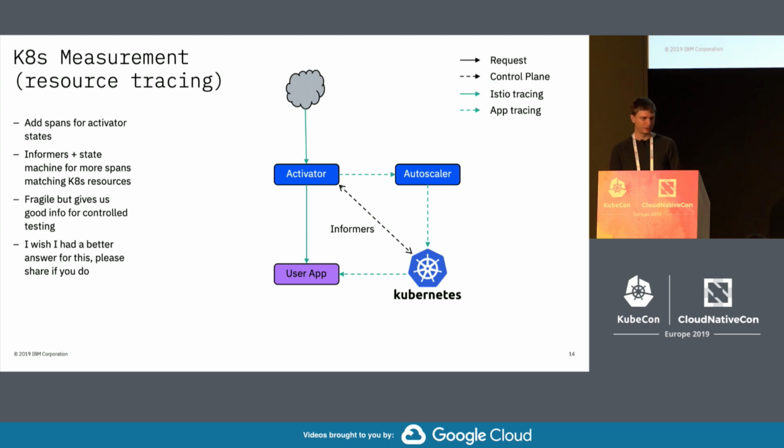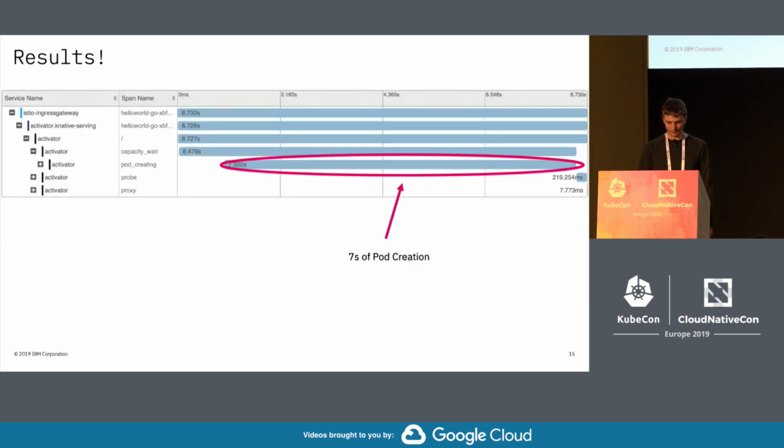And as mentioned on the slide here, I really wish I had a better solution for this. One of the issues being, as I'm describing, it's a state machine that we've made that's tracking resources and trying to map them to a request. It's not a one-to-one mapping. It's fairly fragile and not great. So if there's a better pattern for this, I would love, please come talk to me. I'd love to hear about it.